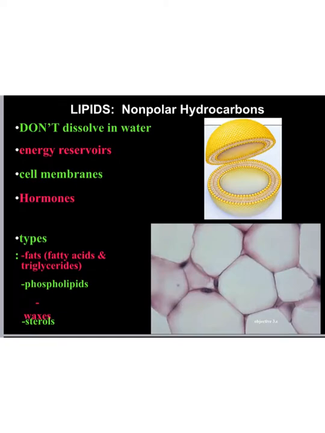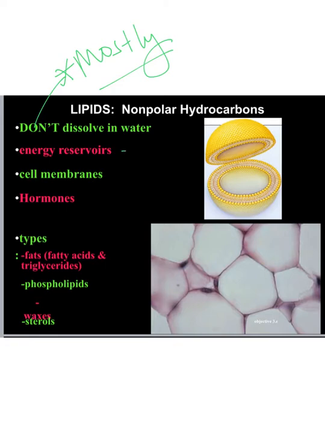All right, so let's talk about lipids next. Lipids, and it says don't dissolve in water. I'm going to put a caveat on that and say they mostly do not dissolve in water. So we'll talk about some lipids that actually do have a portion of them that dissolves in water, but for the most part, lipids are hydrophobic, meaning they do not dissolve in water.